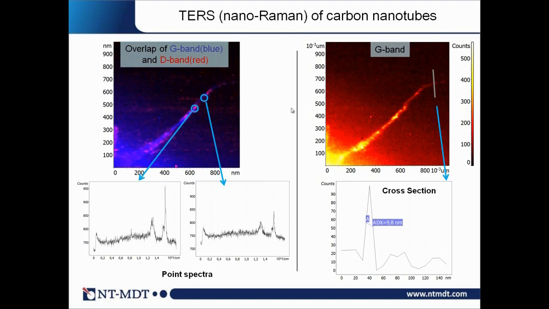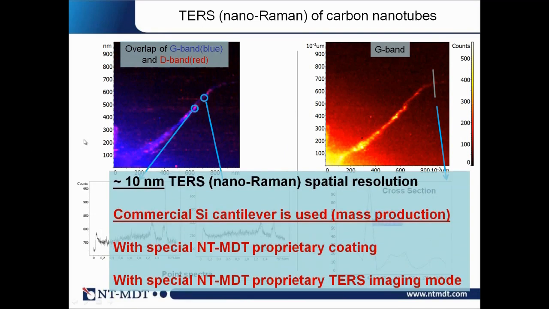That's good enough, but what is even more interesting, that this data was obtained not with a tuning fork probe, not with an STM probe, but with a simple commercial silicon cantilever, which is in mass production. We just applied to this cantilever NT-MDT proprietary coating and a proprietary TERS imaging mode. So from now on, with an NT-MDT AFM-Raman instrument, it's possible to deliver super sensitive, super high resolution tip-enhanced Raman with standard commercial silicon probes plus coating, which are easy to install, easy to use, which can operate in contact and non-contact regimes, and actually these are cantilevers for mass production.